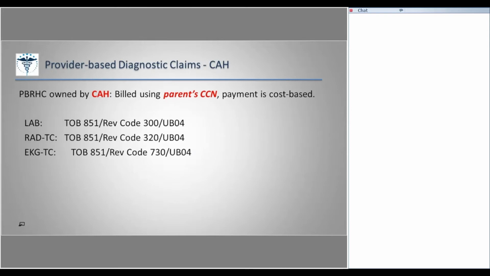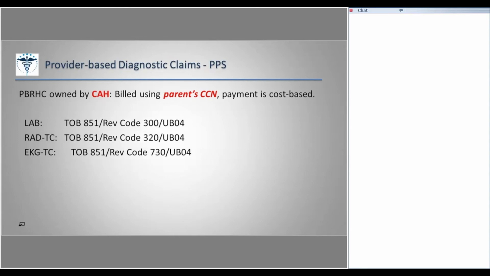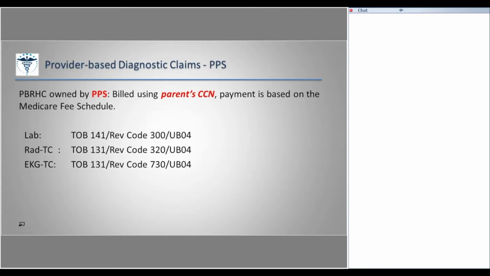So here are the types of bill for a CAH and the revenue codes for a critical access hospital, for lab, radiology technical components, EKG technical components. Here's PPS hospital. Same breakdown. Remember, parent hospital's Medicare number. This is a small PPS hospital. This is a CAH. Biggest difference between provider-based and independent, just in straight billing, right here.